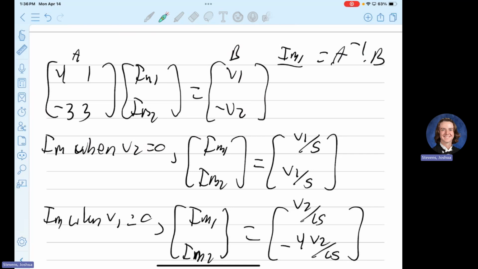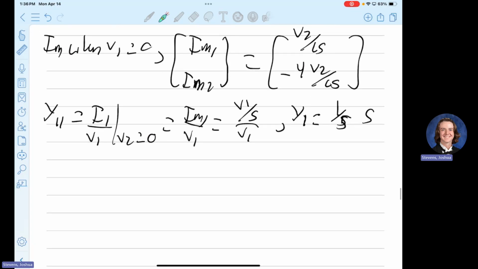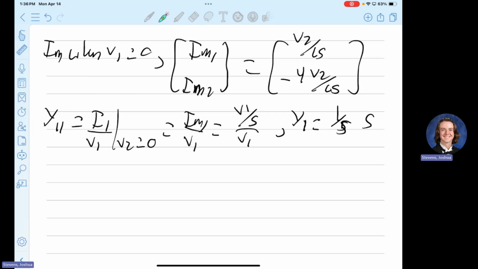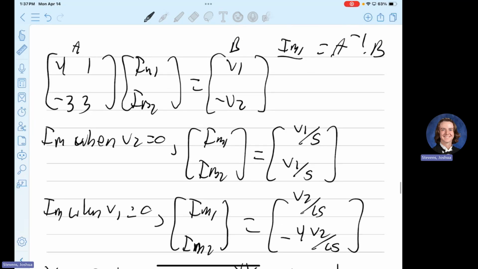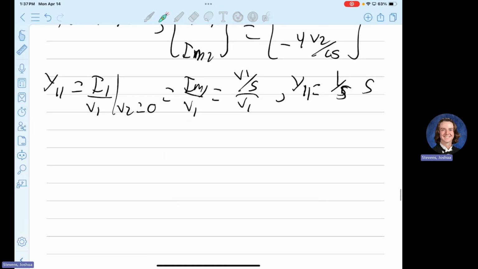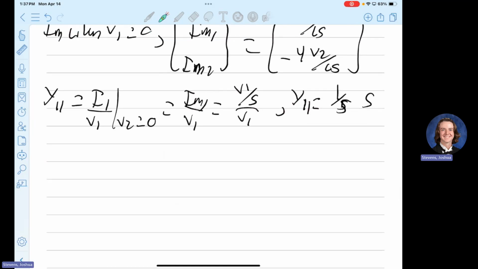Okay. Everybody else good? Okay. So like I said, y11 equals I1 over V1, where V2 equals 0. So then I just look back at this matrix here, which is this top one. I have that. So I1 is also IM1, it's positive IM1. I'll tell you why in a second. So V1 over 5 over V1. The V1s cancel out, and I just get 1/5 Siemens.